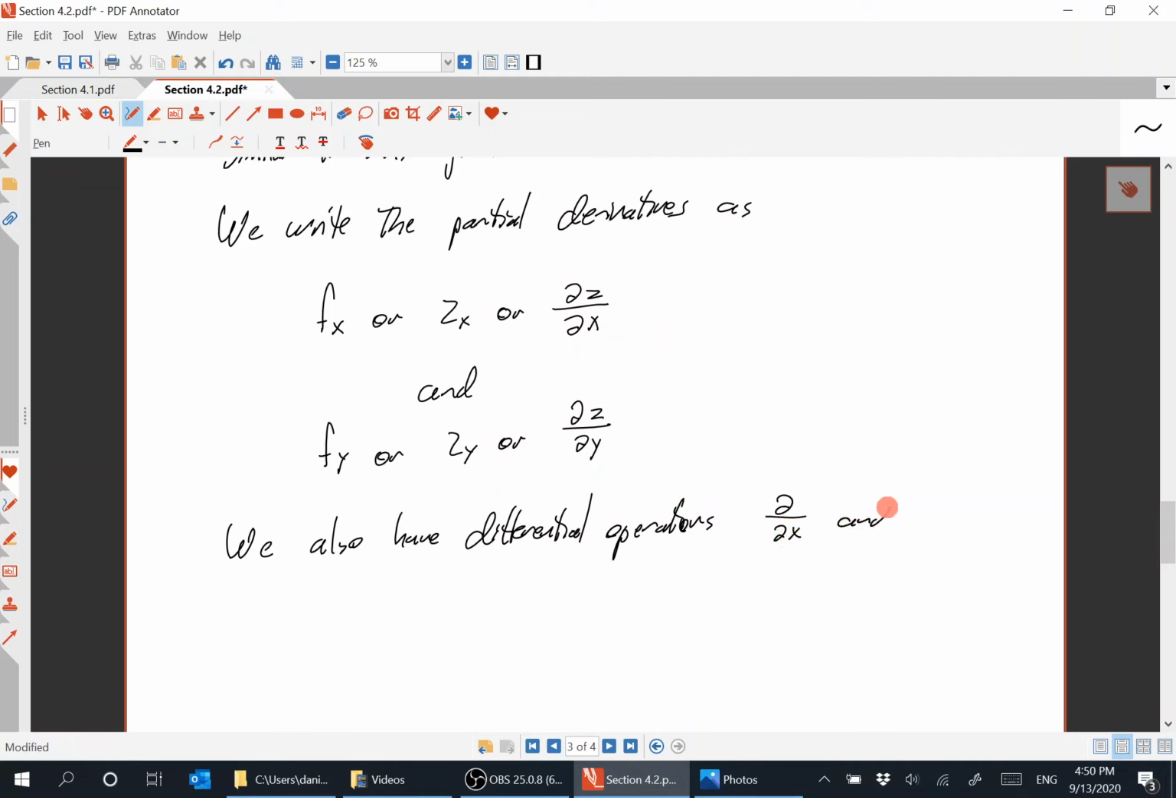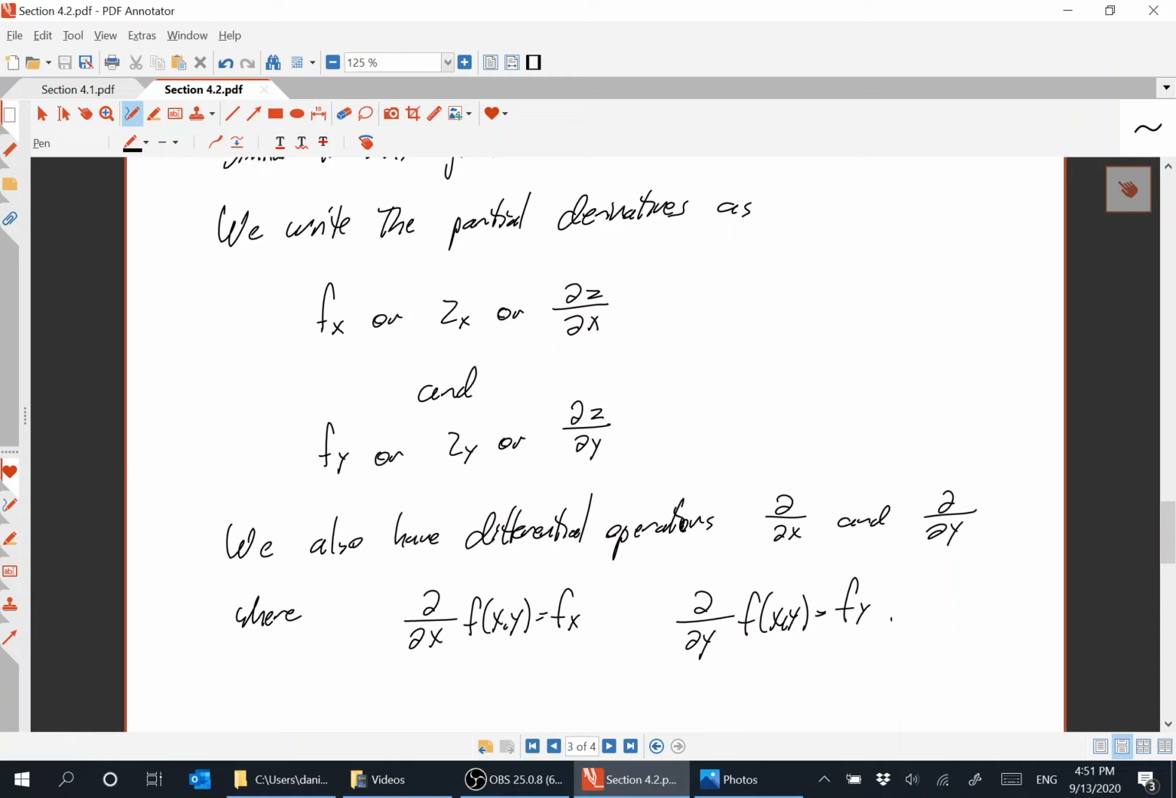Partial with respect to x and partial with respect to y, like this, where the product of the differential operator partial with respect to x times f of x, y gives you the partial derivative with respect to x, and the product of the differential operator d/dy times f of x, y is the partial derivative with respect to y. Same ideas as before, except we don't use a d anymore. You have this funny del operator, it's often called.